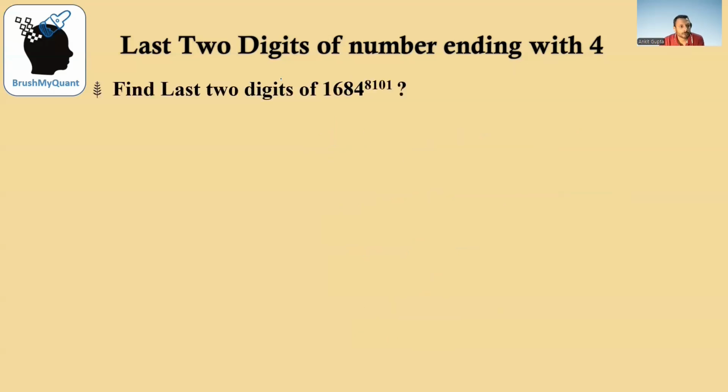Let's try another problem. Find the last two digits of 1684 raised to 8101. Now this problem is a bit different, right? Because we don't just have a 4, but we have numbers before this. So in order to solve this kind of problem, the idea will be to express these numbers either as some number multiplied by 2 or some number multiplied by 4. So if we divide this number by 4, we will get 421 multiplied by 4, raised to 8101. So this becomes 421 raised to 8101 multiplied by 4 raised to 8101.